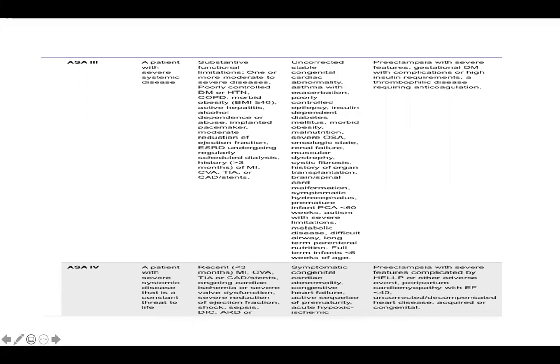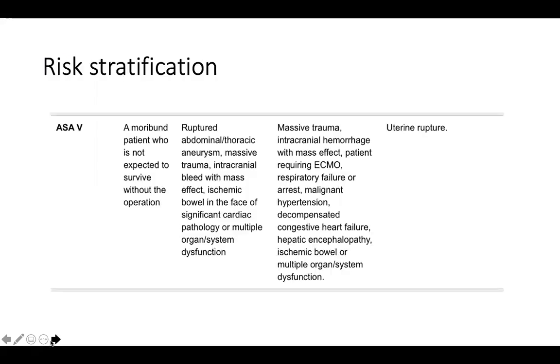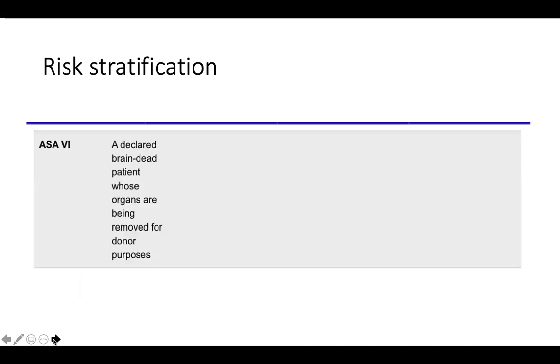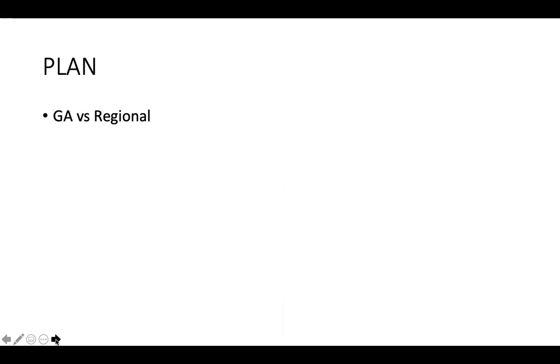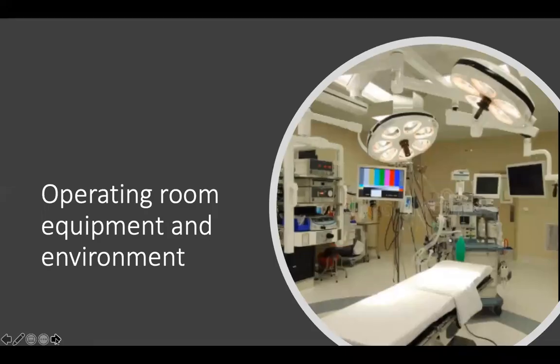That's an ASA4. Then ASA5, moribund patient, ruptured aortic aneurysm is the example they give, or uterine rupture is an ASA5 patient. So the obstetricians book a patient, uterine rupture, that's ASA5. So you must be very cautious with those patients. Then ASA6 is a brain dead patient for organ harvesting. As I said, your plan can be a GA, regional, whatever other thing, or sedation. So that should come out in your plan.